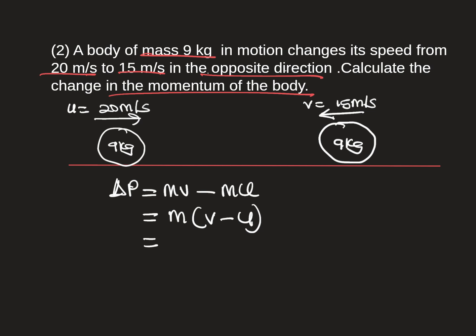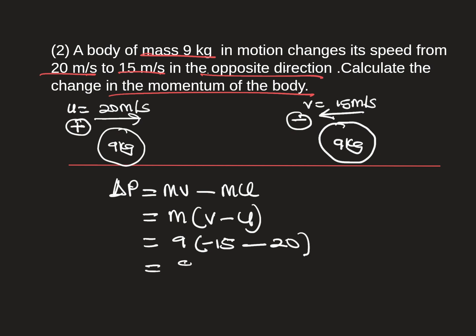So the mass is 9 into... the direction for a body moving from right to left will be negative. The direction for a body moving from left to right will be positive. So therefore, the final velocity will have a negative sign. So that will be negative 15 minus the initial velocity, positive 20. I don't need to write the positive, so that will be 20.